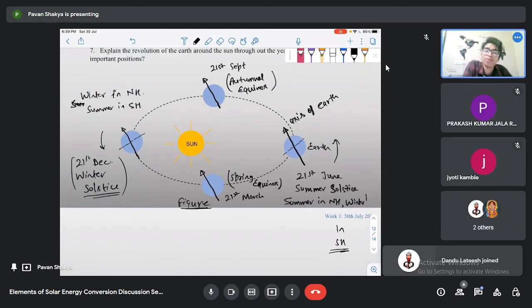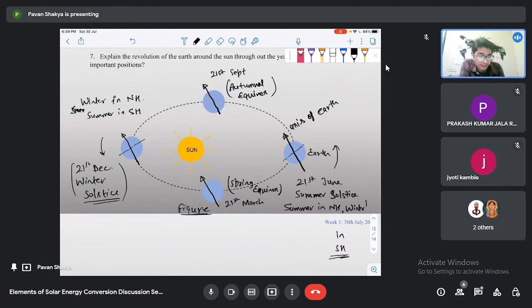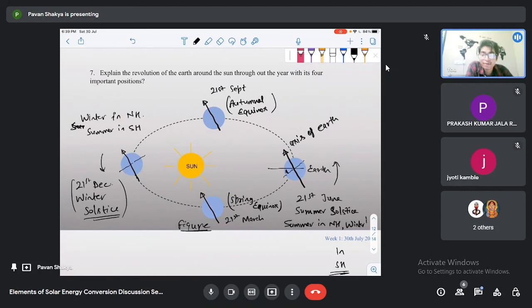So these are the four positions of the earth that are important for us to know. Also, the angle at which the axis is tilted towards the sun is called the declination angle, and its value is around 23.45 degrees, for your knowledge. Now if you have any doubt till now, then you can ask.